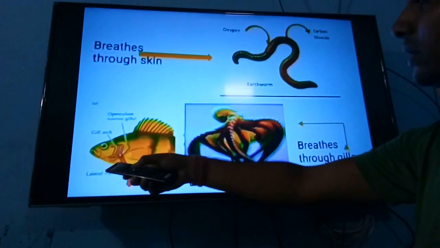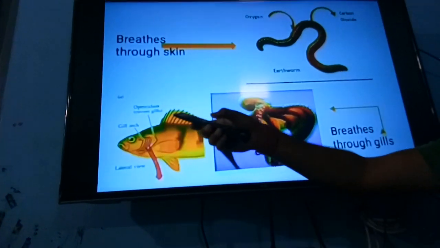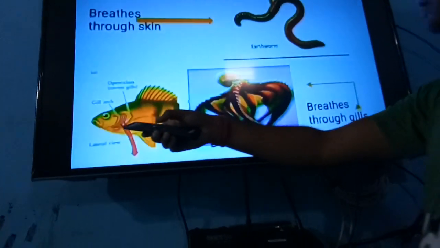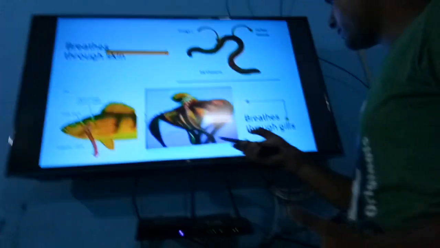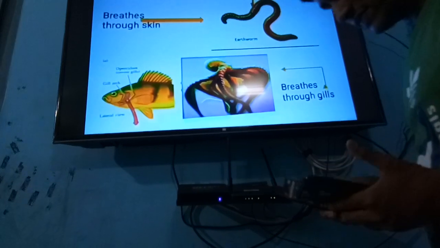Next, we are also going to talk about the fish. It has gills, which are used as breathing organs. You can see here also an octopus. It also has gills, which are used as breathing organs.